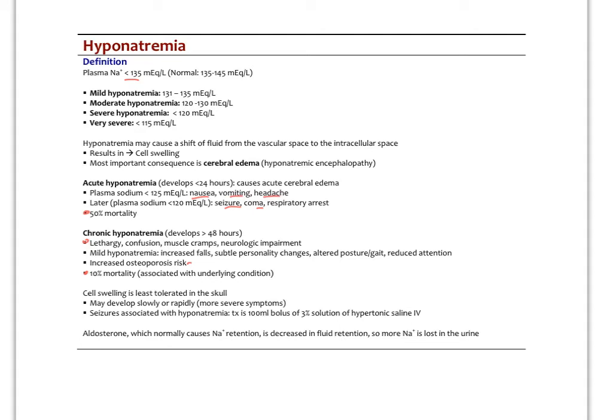Okay, so a couple other little things here. Aldosterone, which normally causes sodium retention, is decreased when there's fluid retention, when there's too much volume in the plasma. So more sodium is going to be lost in the urine. So you're going to have dilution of the sodium, but also lose more sodium through the urine. So not a good state as hyponatremia continues to develop.